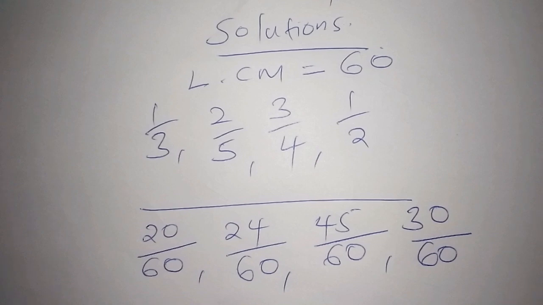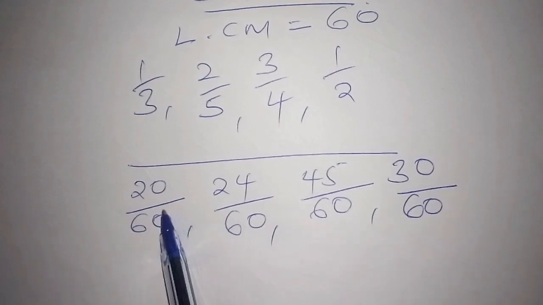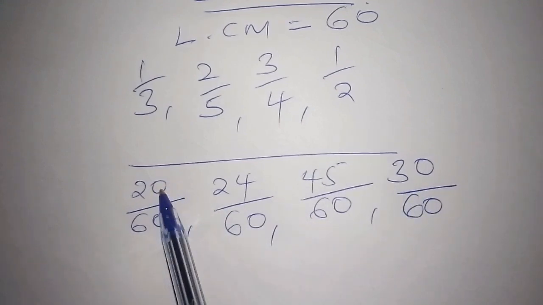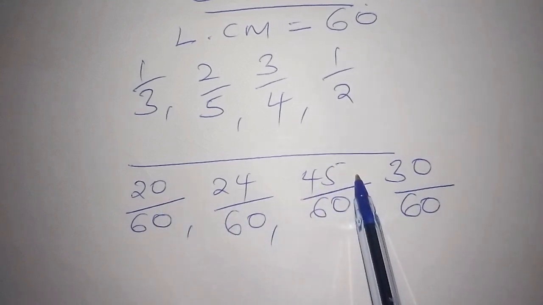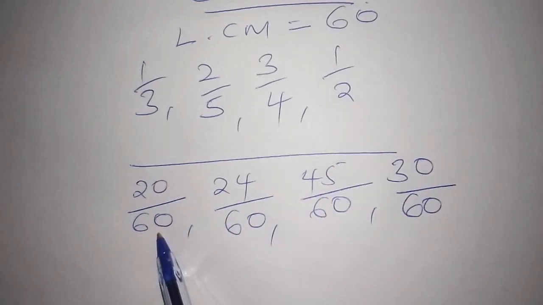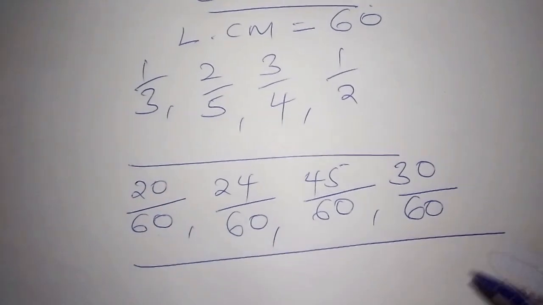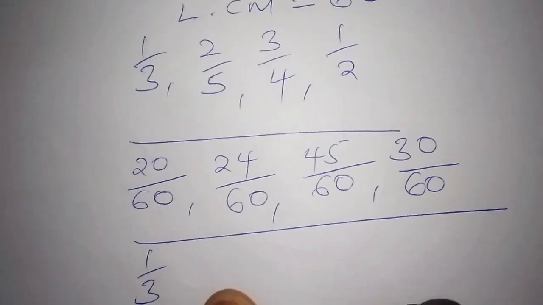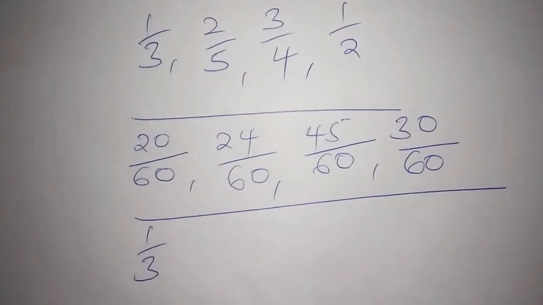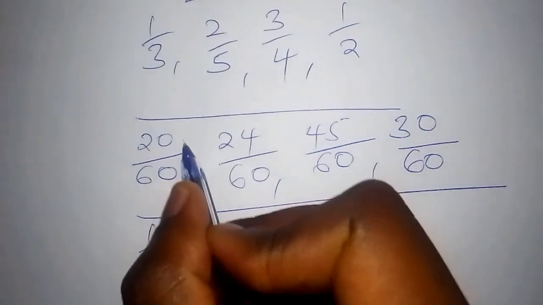So we have now written the fractions in a different way by using our LCM as the common denominator. From here we can arrange them properly. Let's check the numbers on the numerator: 20, 24, 45, and 30, and let's check which one is smaller. The smaller one is 20 out of 60, and 20 out of 60 represents a third. Remember, we are arranging them in the order of smallest to the largest, that's ascending.